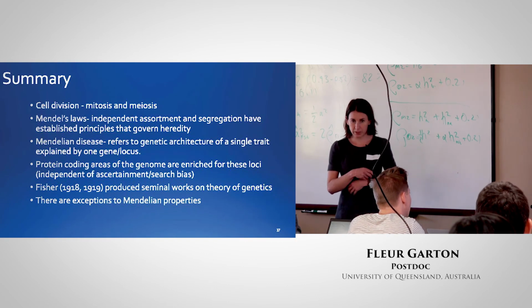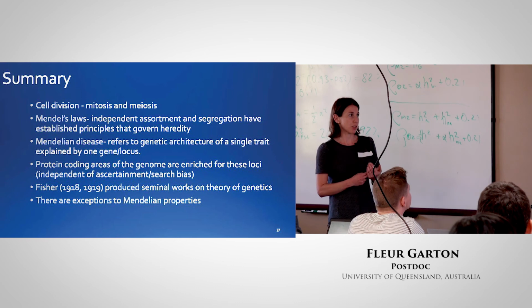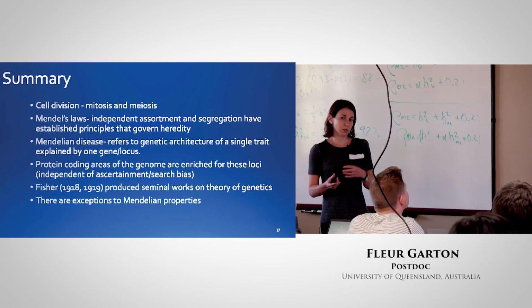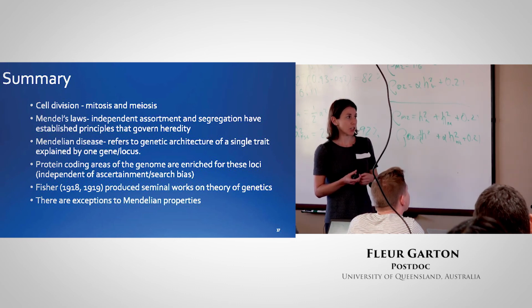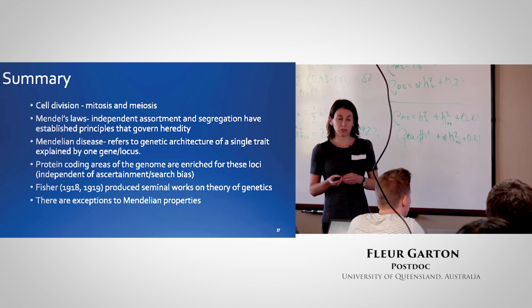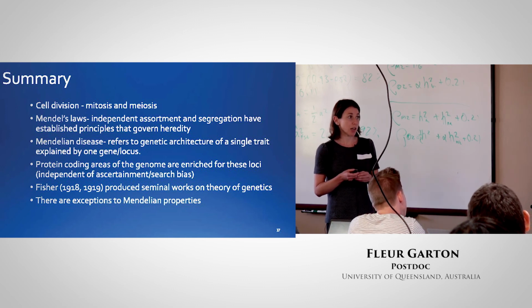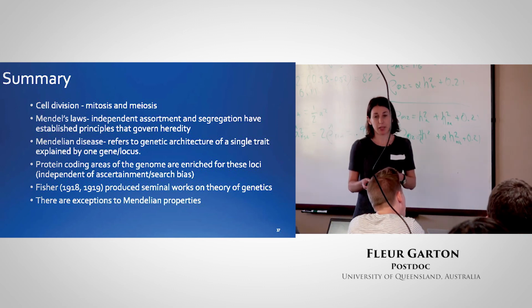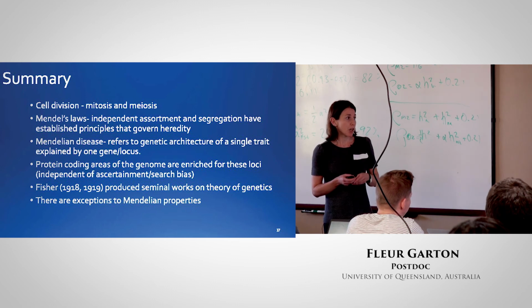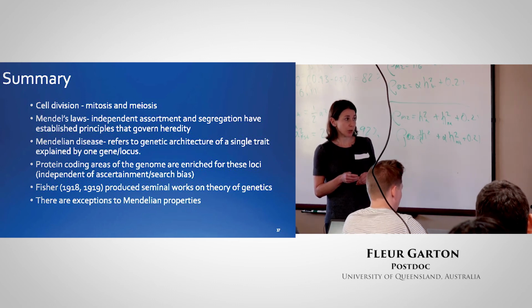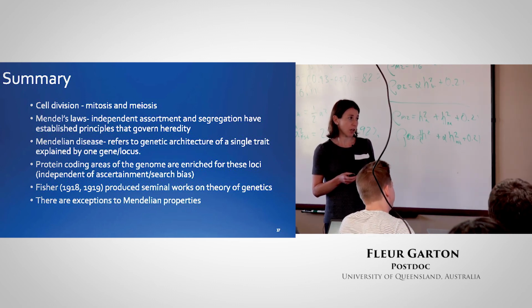So this is the final slide, just a summary. We've talked about mitosis and meiosis, and talked about Mendel's laws. Independent assortment and segregation are established principles that govern heredity. Mendelian disease refers to a genetic architecture of a single trait explained by one gene or one locus. Protein coding areas of the genome are enriched for these loci.